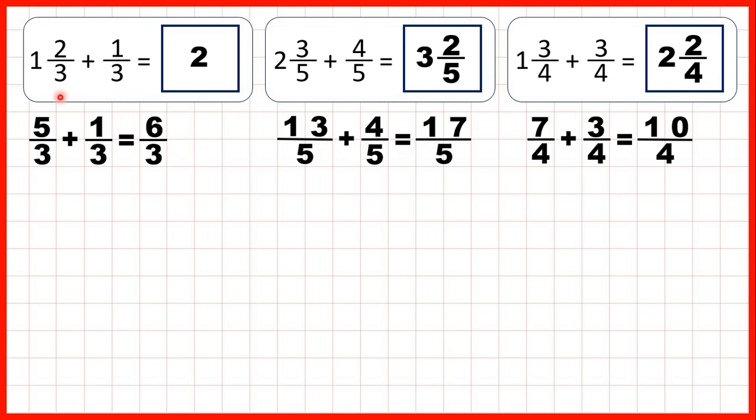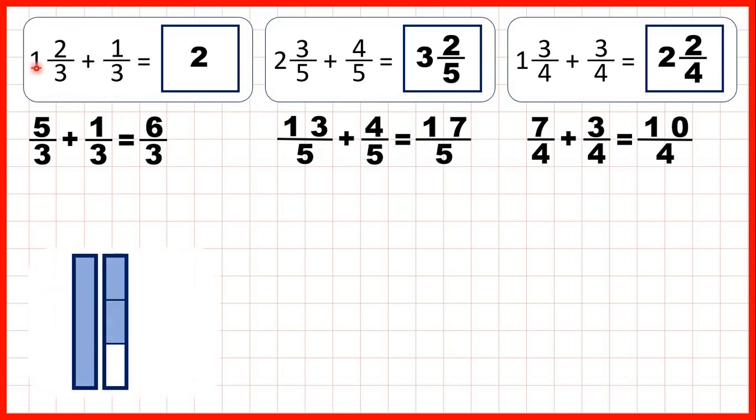So let's see what we did here. For this first question, we had 1 2/3, and we were adding 1/3. We changed 1 2/3 into an improper fraction, so that's 5/3. When we add 1/3 to that, we get 6/3 as our answer, but 6/3 is the same as 2 wholes. You can see that we now have 2 whole fraction bars shaded.